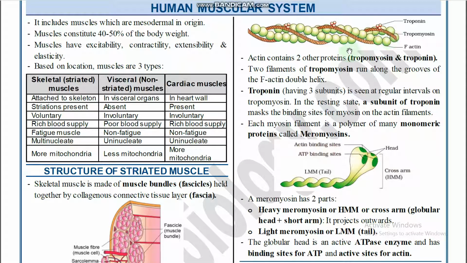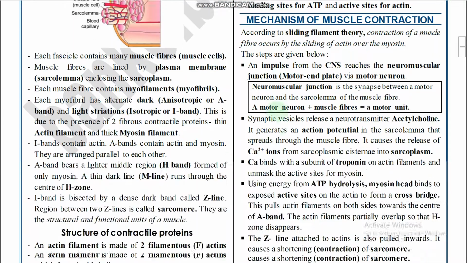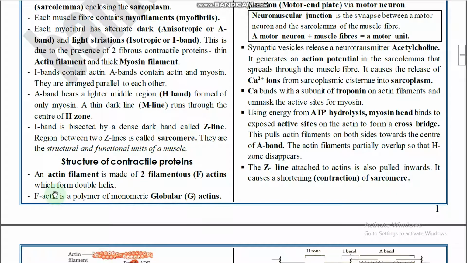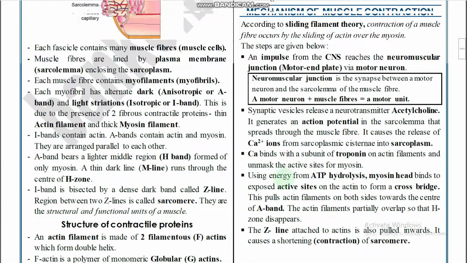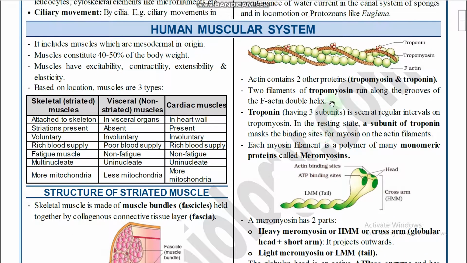It looks like a double helix, right, and F actin is a polymer of monomeric globular G actin. See here, this is F actin, completely, and you can observe that in F actin there are so many monomers present. Those monomers are called G actin. This is one G actin, this is G actin, this is G actin, this is G actin.